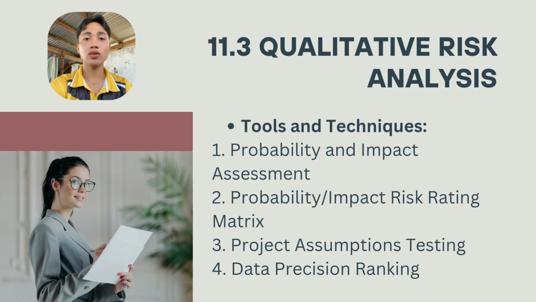Next, how do we do it? We use these tools and techniques. So there are 4. So the first one is the probability and impact assessment. We investigate each risk to see how likely it is and how big the effect will be. Next, probability or impact risk rating matrix. Kini ang table where we combine the two scores.